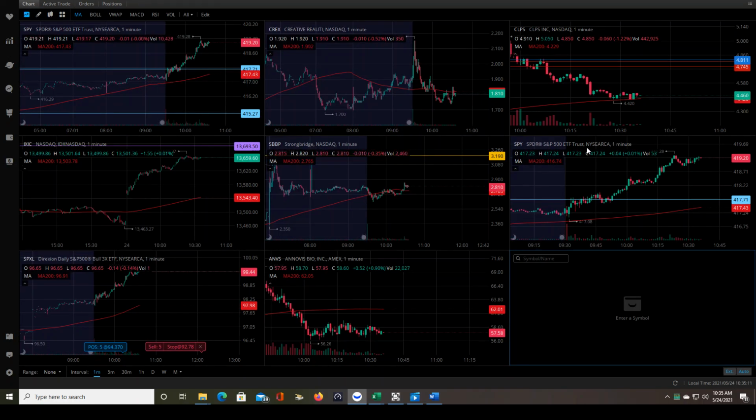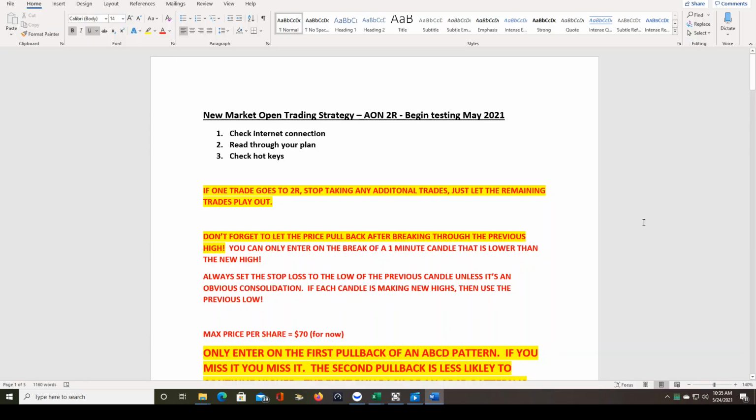But then of course you have to unlock your platform. Now your hotkeys are loaded and ready to go. You can go back to the chart page, and anytime that I click on a chart, if I trigger my hotkeys, it will throw out those bracket orders for me. So that's that. And then we read through the plan.